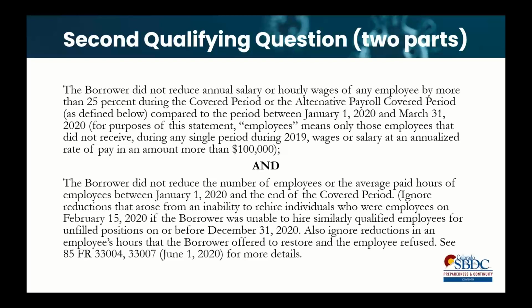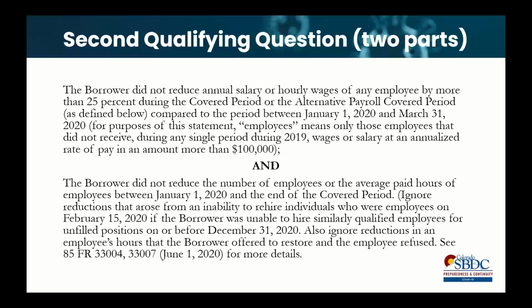In the second part of this 2-part question, you must certify that you do not reduce the number of employees or the average paid hours of employees between January 1st, 2020 and the end of the covered period. So essentially, the business had no reduction in its overall employment during the specified period. Please note that the test here is based on the average paid hours of all employees. You are allowed to reduce any individual employee's hours as long as the average paid hours for all employees did not decline.